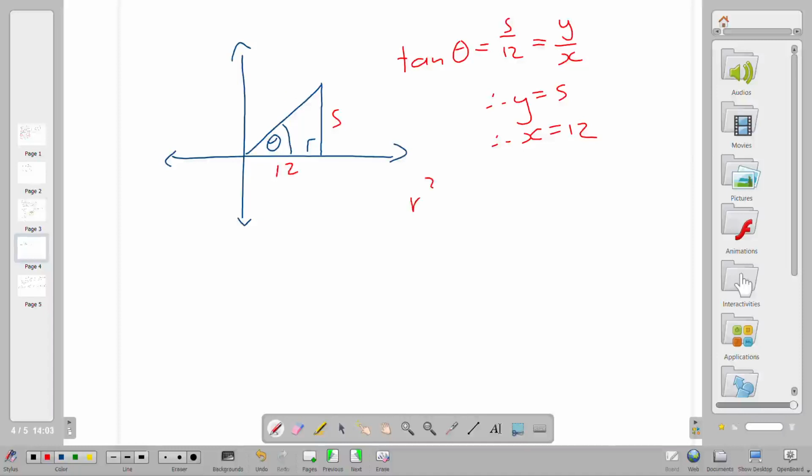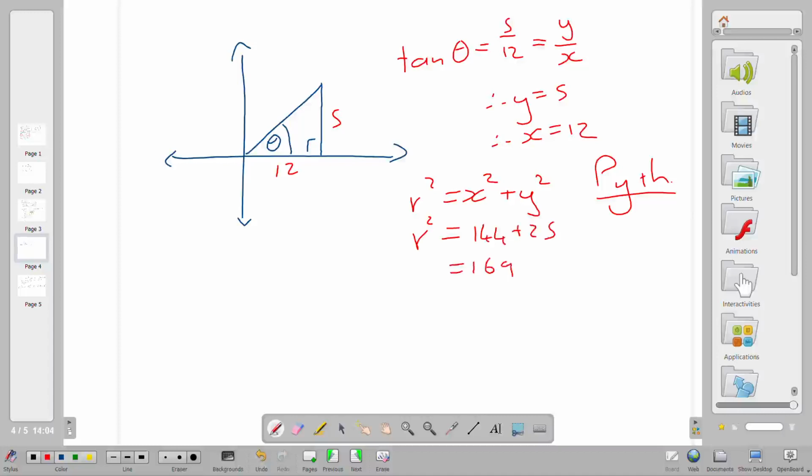So I say r squared is equal to x squared plus y squared. I substitute in. Excuse me, x is 12, y is 5, so it's 144 plus 25, which gives me 169. I take the square root of both sides, and what do I get? I see r is equal to plus or minus 13, but r is always positive, so I just say r is positive 13. So I can go substitute that in there.